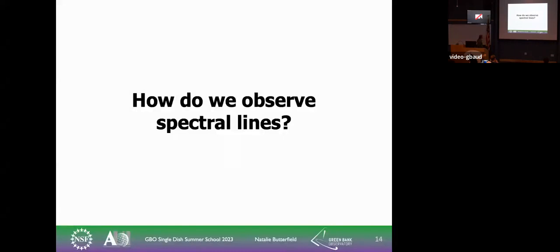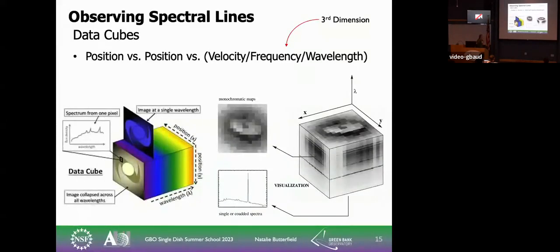All right, so how do we observe spectral lines? We observe spectral lines by taking what's known as a data cube. These data cubes are position, and then a frequency, velocity, or wavelength as your third dimensional axis. Typically when you have a continuum image, you're just looking at position versus position, basically a 2D image, whereas with a spectral line, you get this third dimension. That third dimension is your frequency or your velocity.